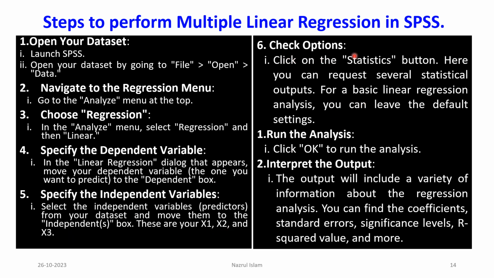Now you have to check options. Click the statistics button. Here you can request several statistical outputs as you require. For basic linear regression analysis, you can leave the default setting, and you will also click the save button and check the other parameters. Then run the analysis, click OK to run the analysis, and you will get the output in SPSS.